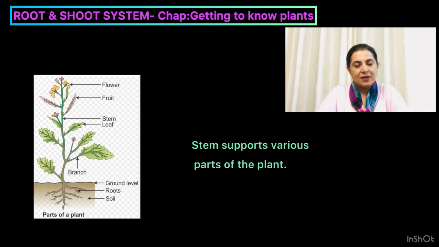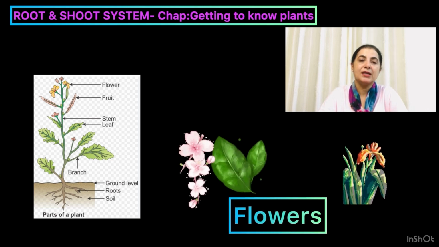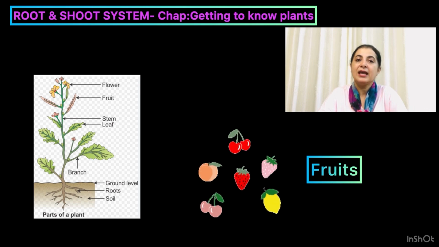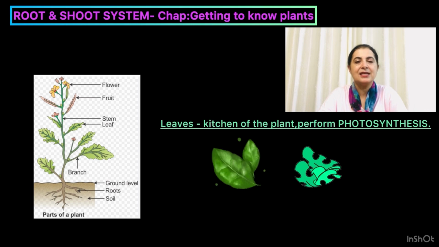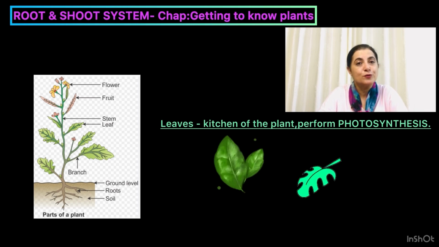Now this stem is bearing the important parts of the plant which are all aerial. Aerial means they are growing above the ground. So what are these different parts? As you can see in the diagram, we can see the leaves, we can see the flowers, we can see the fruits. All these are very, very important, and leaves, I have already told you, are very important parts as they are the kitchen of the plant and they are performing the function of photosynthesis.